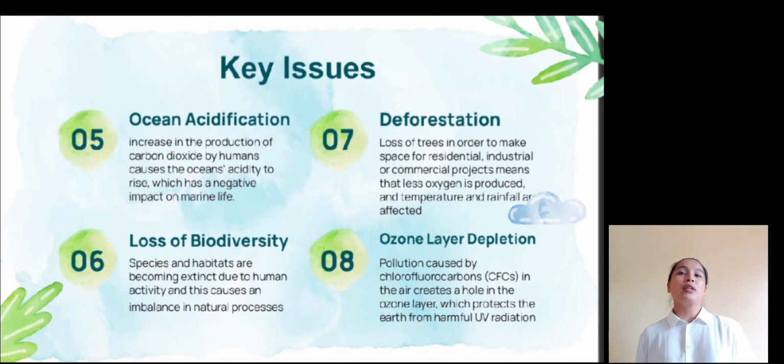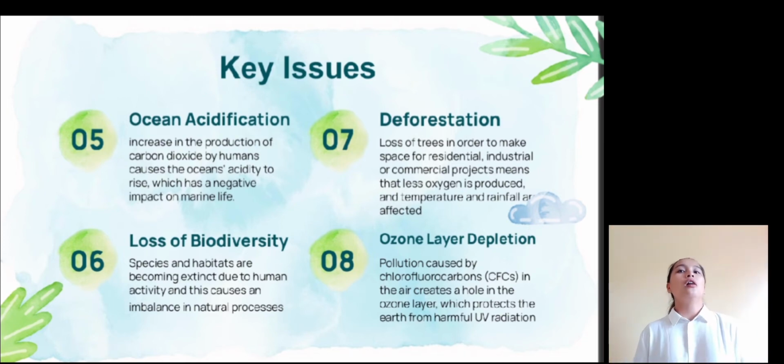Number 7, deforestation is the purposeful clearing of forested land. It also means loss of trees in order to make space for residential, industrial, or commercial projects. That means that less oxygen is produced and temperature and rainfall are affected.